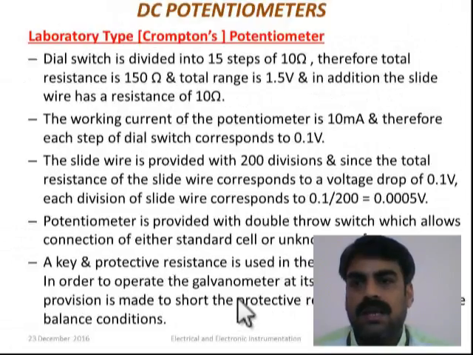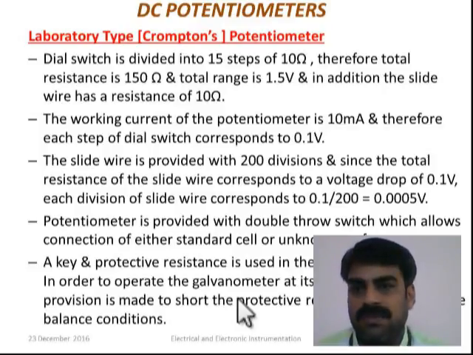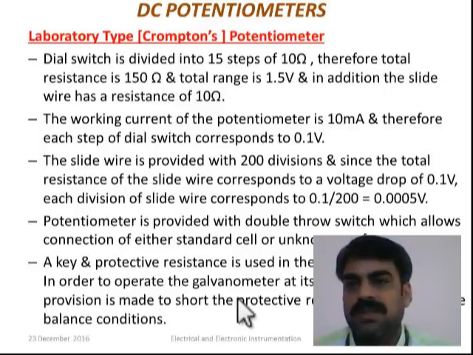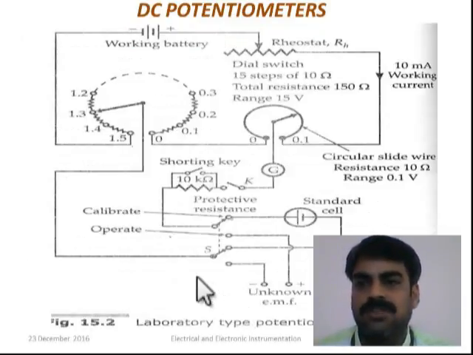Now let us take a modified version of the basic slide wire potentiometer, that is called the laboratory type, because the basic slide wire arrangement cannot be used as such for laboratory purposes. The other name for this instrument is Crompton's potentiometer. Let us see the basic diagram of this type of potentiometer. In the basic diagram, we have seen that there was only one slide wire, but here it is not so. There are two slide wires. One is called the main dial switch, the other one is the circular slide wire.